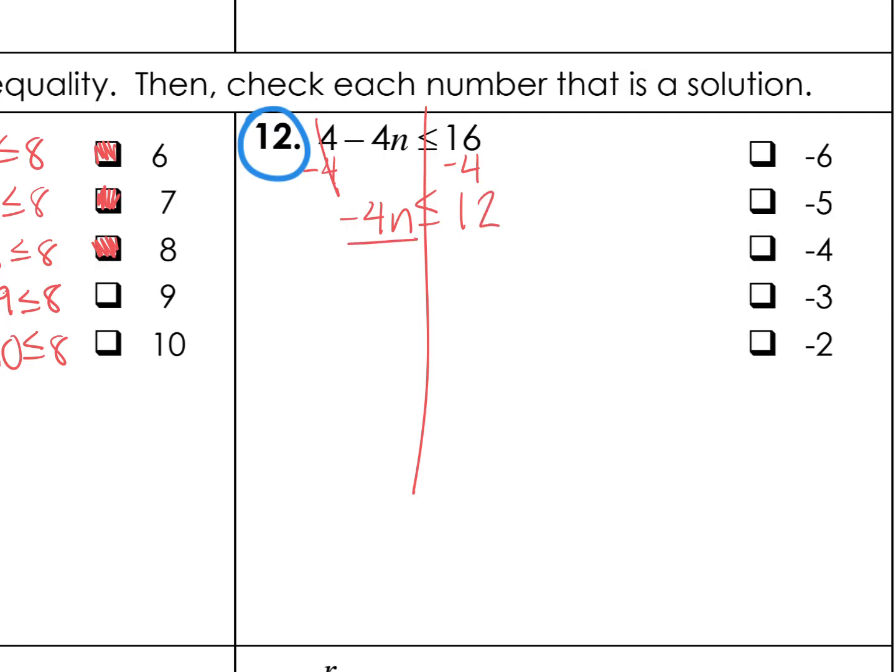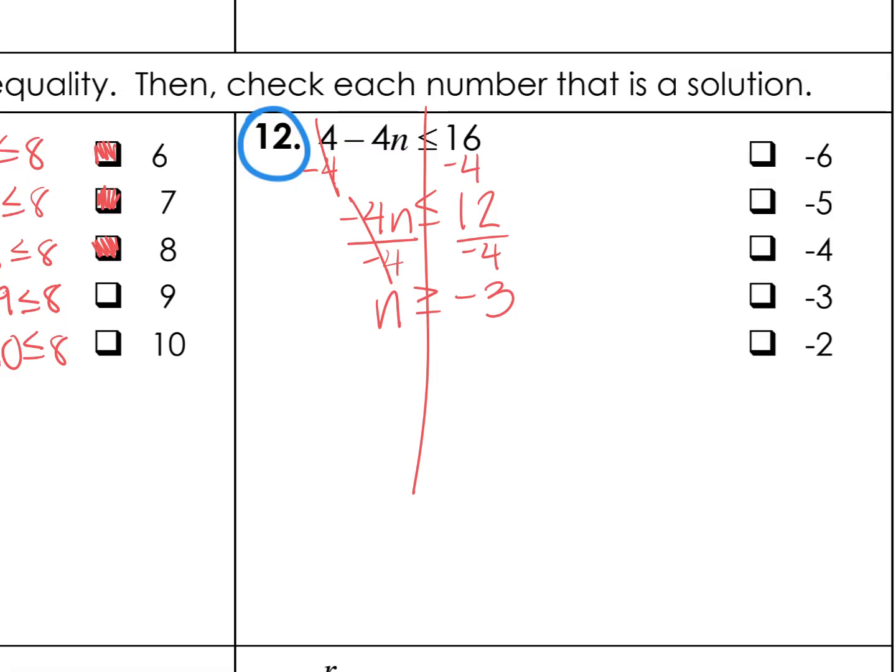Now I need to release my term for my variable. They're connected by multiplication in this case. The opposite would be division. Divide both sides by -4. That cancels out. You're left with n. I'm writing my inequality. Did I multiply or divide? Yes. Was it by a negative? Yes. Do I need to flip it? Yes. Go ahead and flip that inequality. 12 divided by -4 is -3.